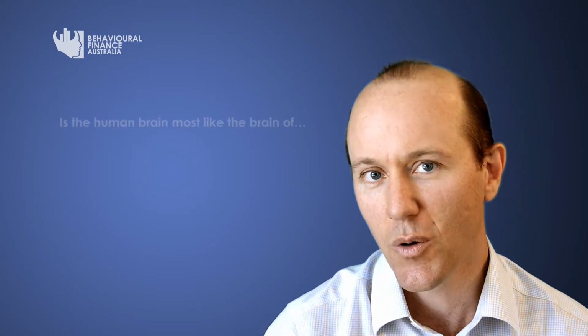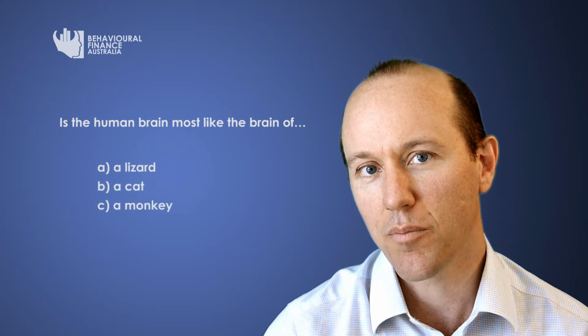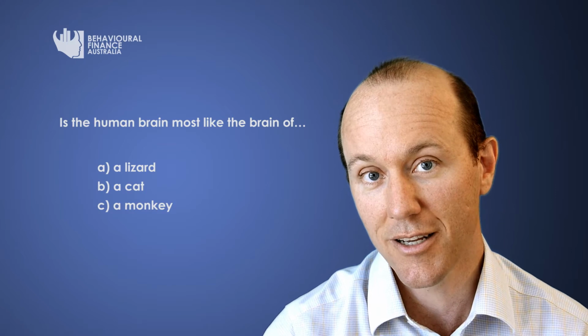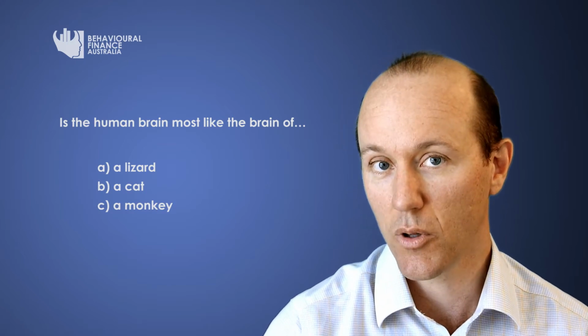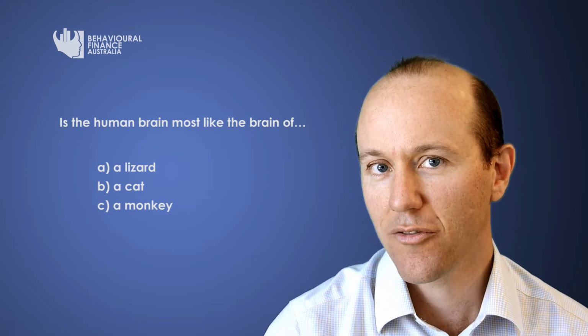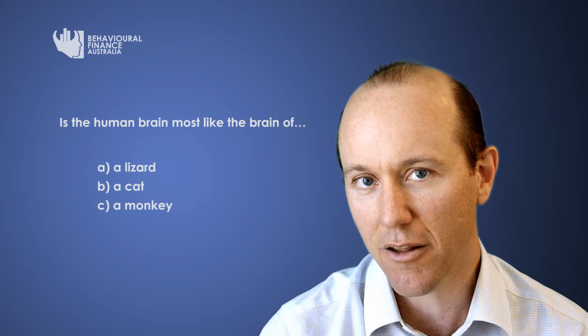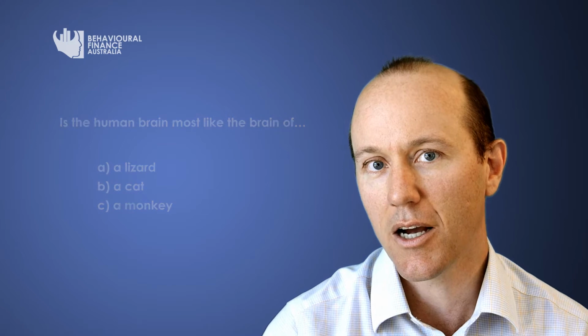Now at the end of the last video I asked you a question, which was, which animal's brain does the human brain most resemble? Is it that of the lizard, the cat, or the monkey? Now of course in aggregate it's the monkey. The human brain most resembles the monkey and other animals in the primate grouping.